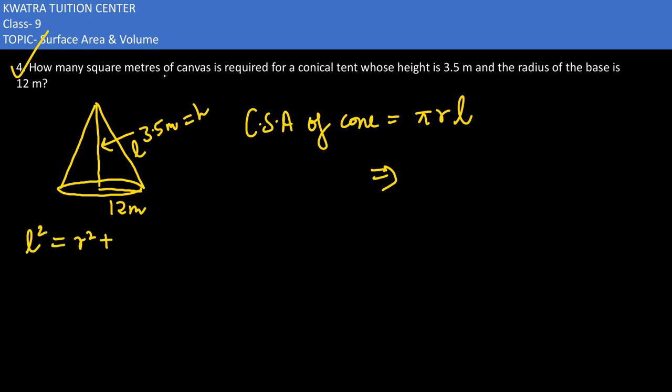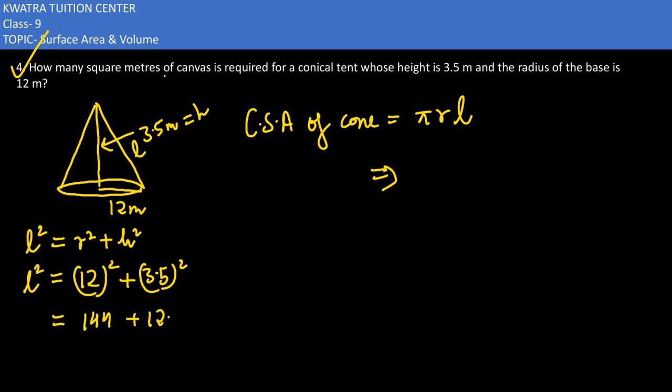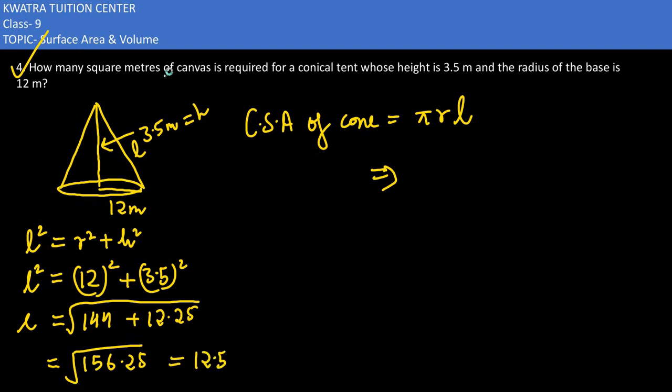So what is the formula for L square? It is L square is equal to R square plus H square. R square in this case is 12 का square. H square in this case is 3.5 का square. So 12 square is nothing but 144 and 3.5 का square is 12.25 is there. Now take root to the other side और 144 को 12.25 से add करोगे तो it would be 156.25. Take the root of it. It would be 12.5 meter.